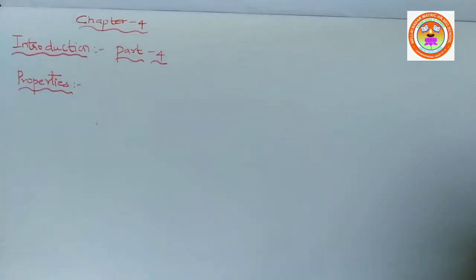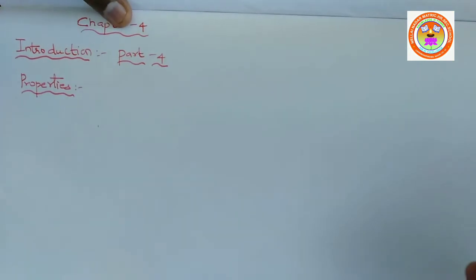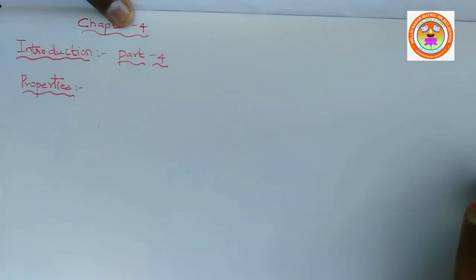Chapter 4, introduction part 4. We are going to see the properties. This is the fourth part in the introduction. This is an important property we are going to see. We have only 3 properties using sin inverse.